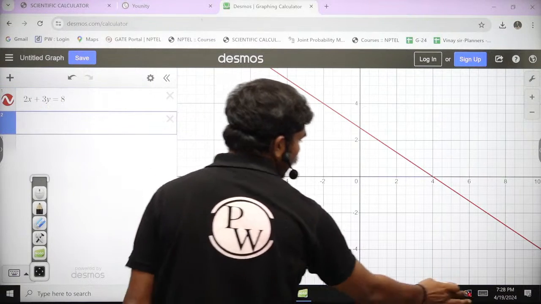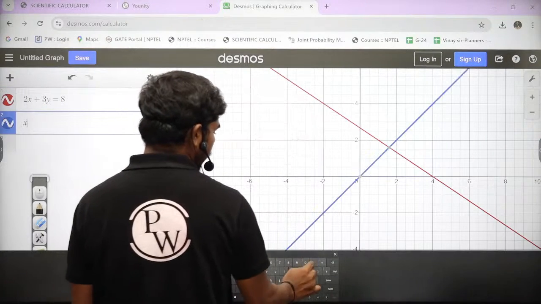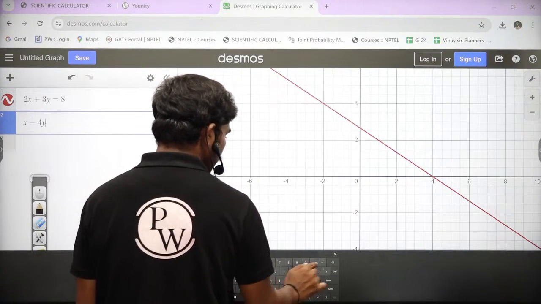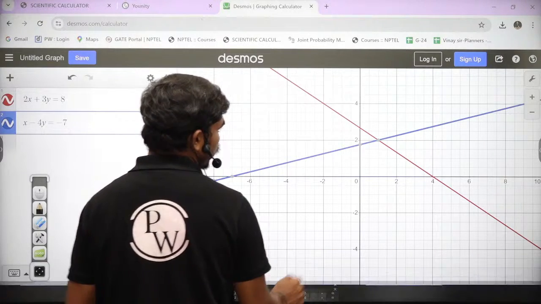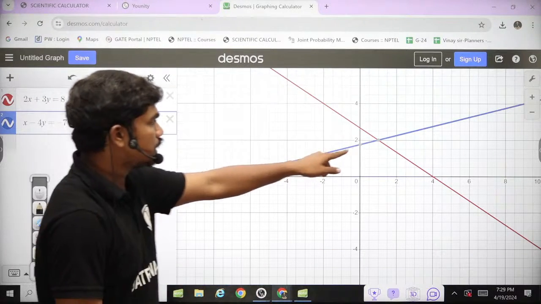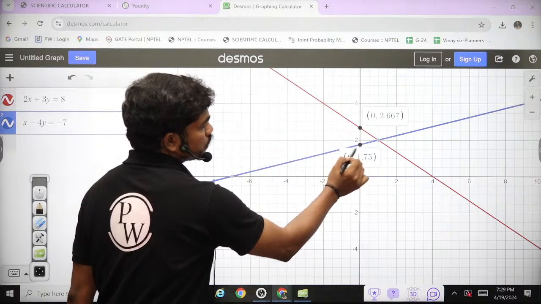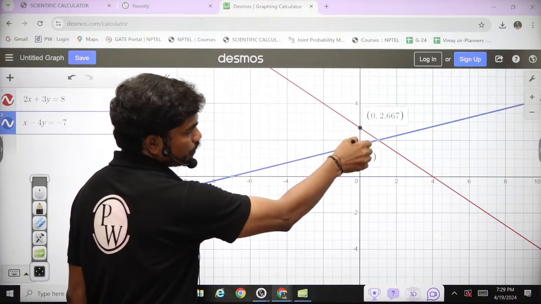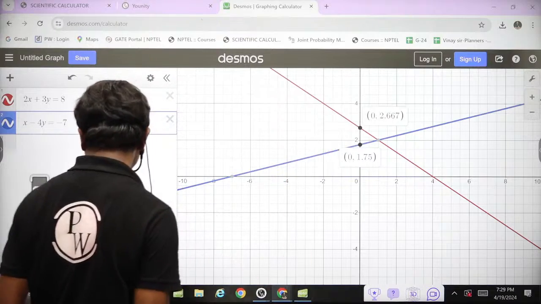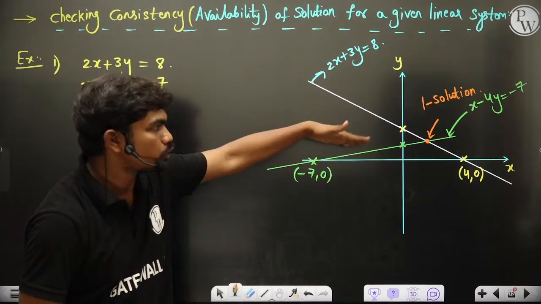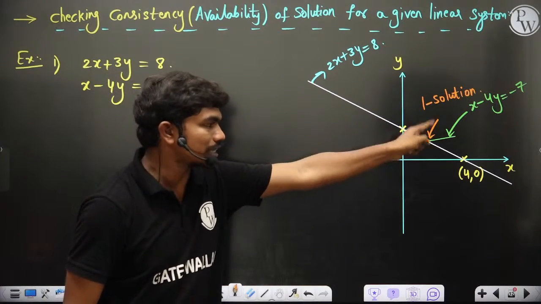And next we have x minus 4y equal to minus 7. Okay, so you can see ultimately this point will be less than this 2.67. So if you plot different points, this is 1.75, which is 7 by 4, of course, which is less than 2.67. So that's what we have tried to replicate here, and these two will intersect at only one point.